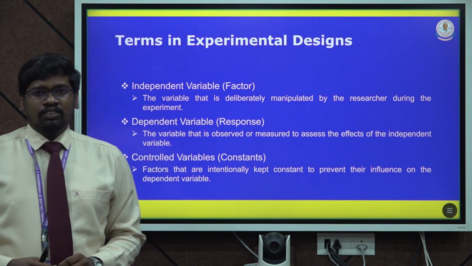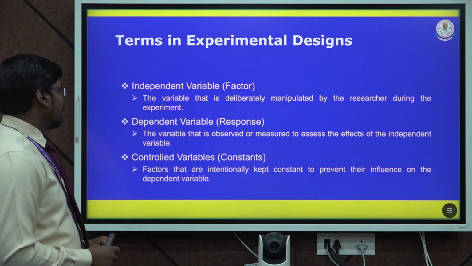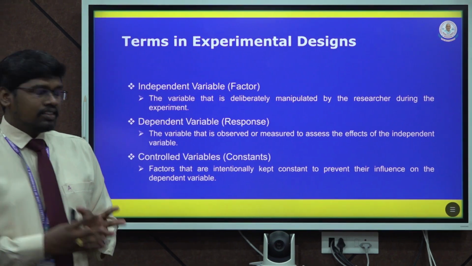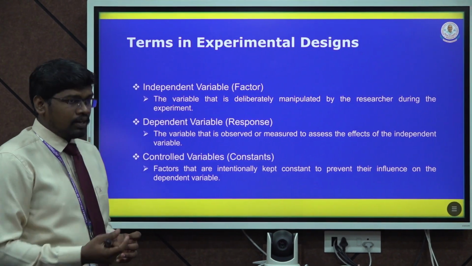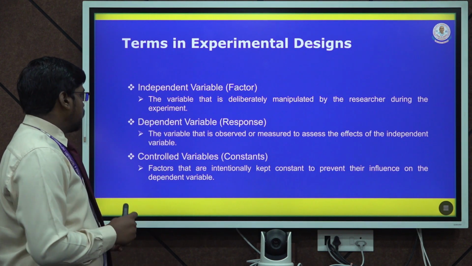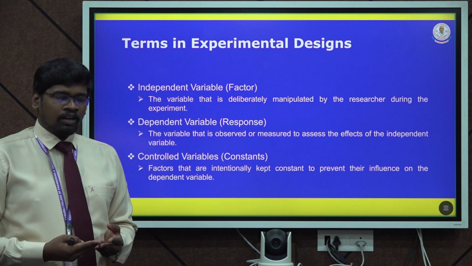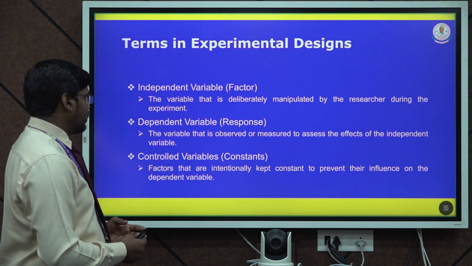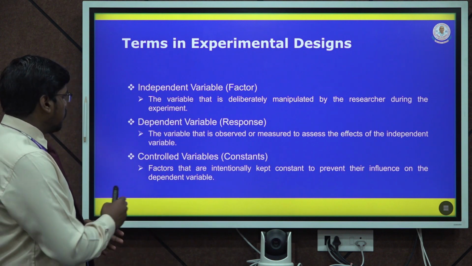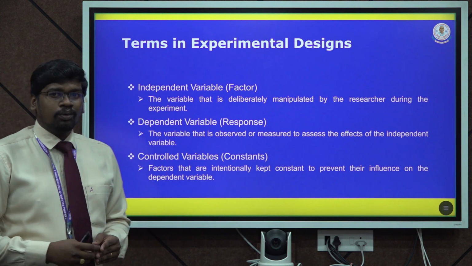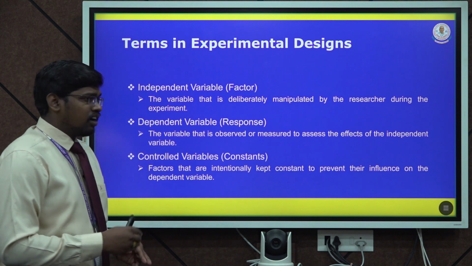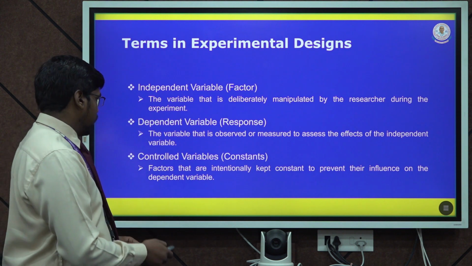Some of the terms we use in experimental design are independent variable, which can also be called a factor. This is the variable that is manipulated by us in order to study the effect. Next one is dependent variable, which is obtained from the experiment. So it is measured as a result of the manipulation of the independent variable. Next one is controlled variable or constant. These variables are intentionally kept constant to prevent their influence in the experiment.